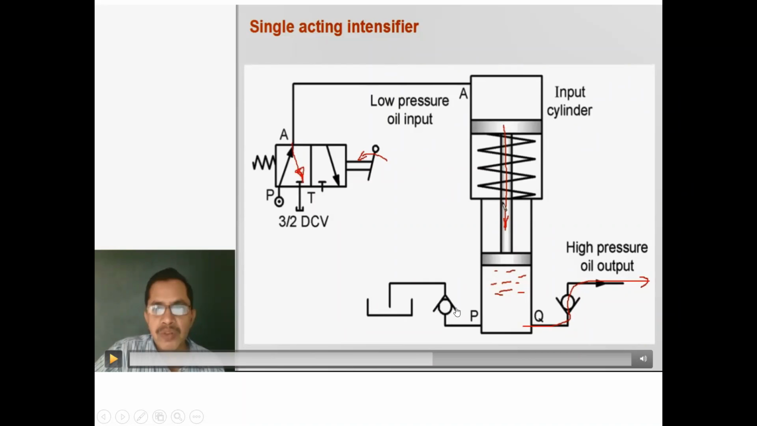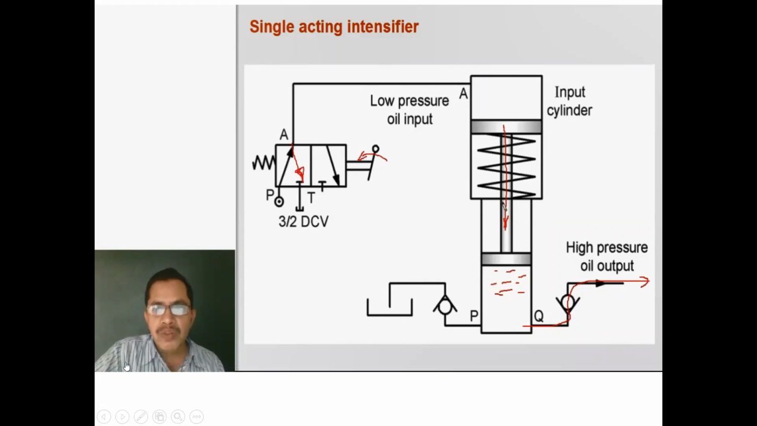Here this is the symbol for a non-return valve or check valve. They ensure that oil flows only in one direction. If the oil comes in the return direction, then they restrict the oil. This is the only function of this non-return valve.